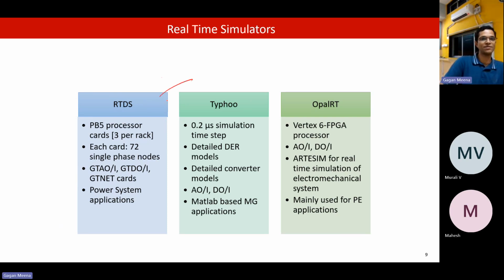Okay, so these are different types of simulators. This RTDS is primarily used for power system applications. And Typhoon is used for DC microgrid simulation applications. It contains detailed models for distributed energy resources and detailed converter models. And then OpenRT is another one. It can be used for power systems and power electronics, but it is more widely used for power electronics.